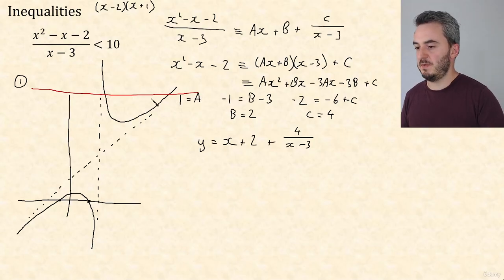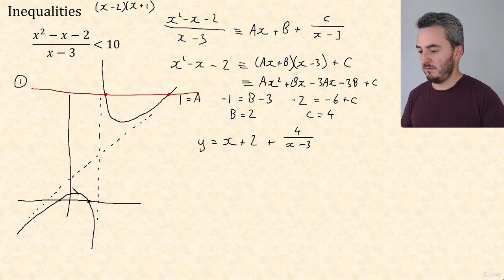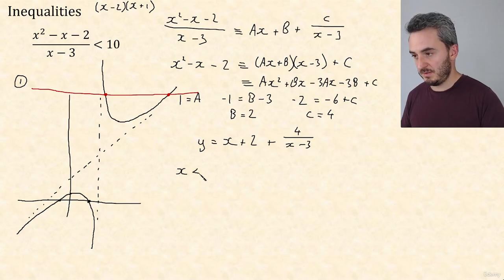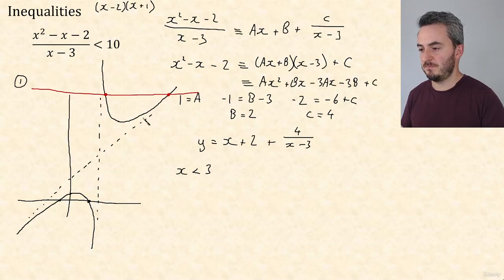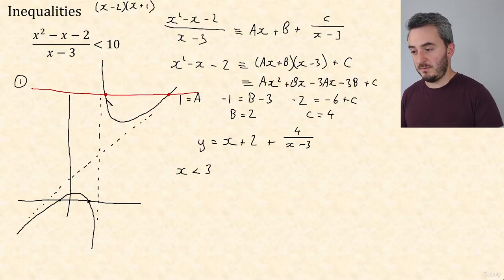Just a rough sketch, a bit of a mess, but there we go. What I can conclude is that this function is less than 10 between these 2 points, which I shall now find, and everywhere to the left of the vertical asymptote. So quite cheaply I get that it's definitely true when x is less than 3, just to the left of that asymptote. That's great. Now, let's find what these points are.